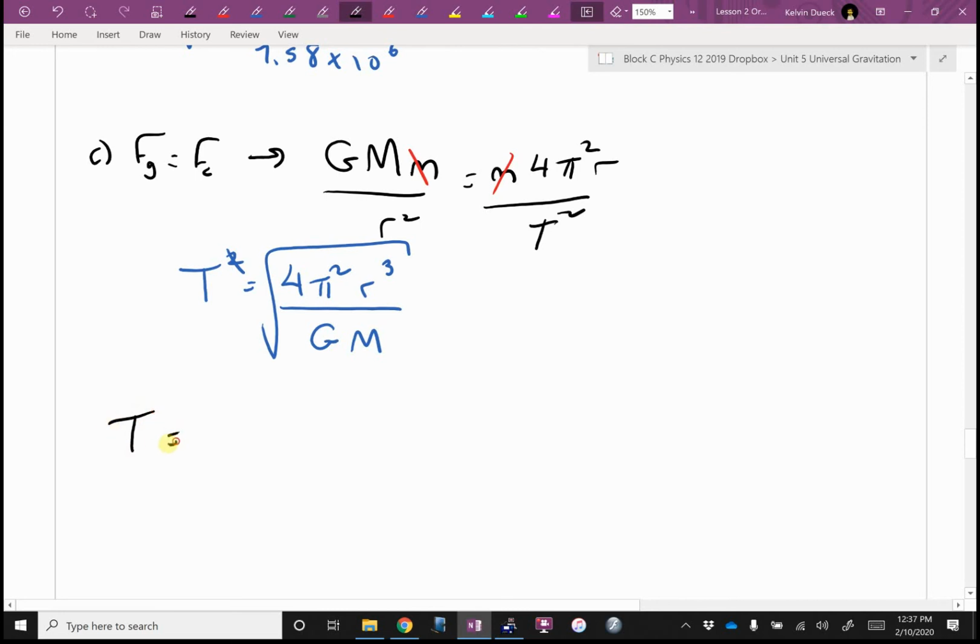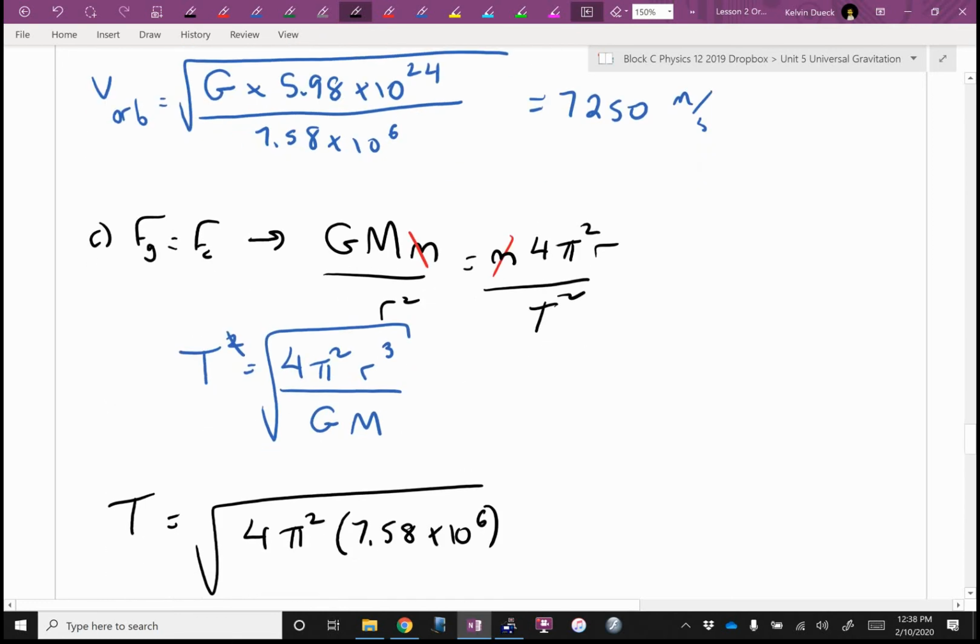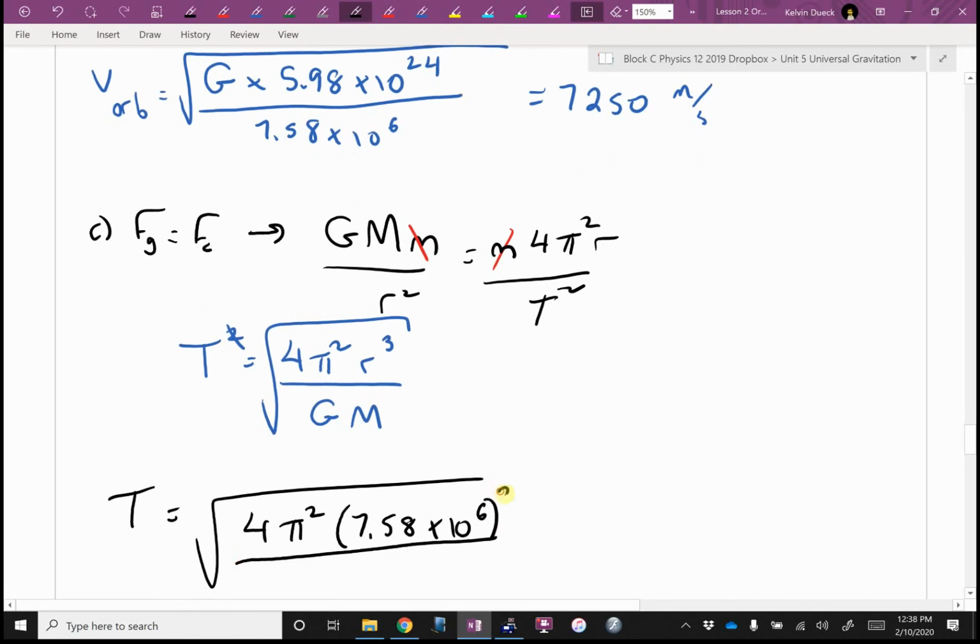Let's plug in our numbers. But I'm going to abbreviate a little bit. At least I'm going to abbreviate the G. 4 pi squared, 7.58 times 10 to the 6th. Was that right, Mr. Dewick? Finally. Don't forget the cubed. All over big G, 5.98 times 10 to the 24th. I know the International Space Station orbits every 96 minutes, which is roughly every 100 minutes, which means it's about 6,000 seconds. You're going to get somewhere in the 4,000, 5,000, 6,000, 7,000 second range.